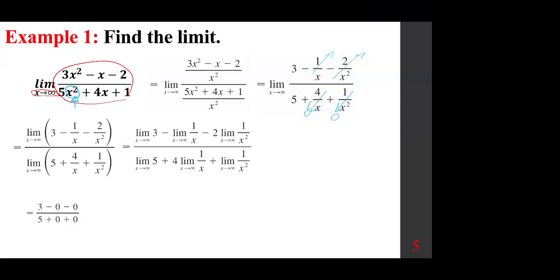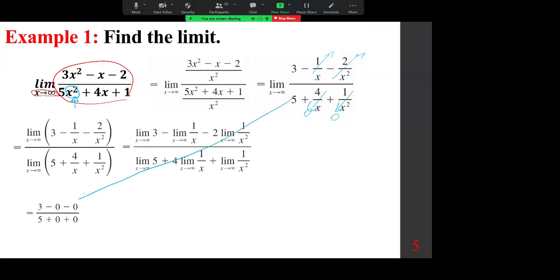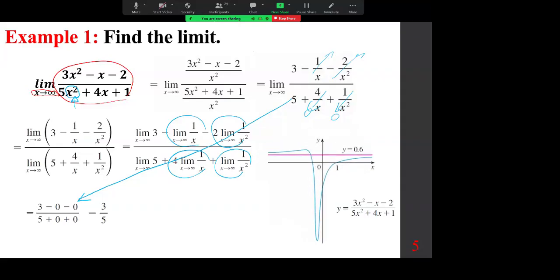And now, as I mentioned, you can go directly to that because each one of these is 0. So the answer is 3/5. And so if you look at the graph, you see the horizontal asymptote y equals 3/5 or 0.6. Also, the limit of the function as x approaches minus infinity is 3/5.